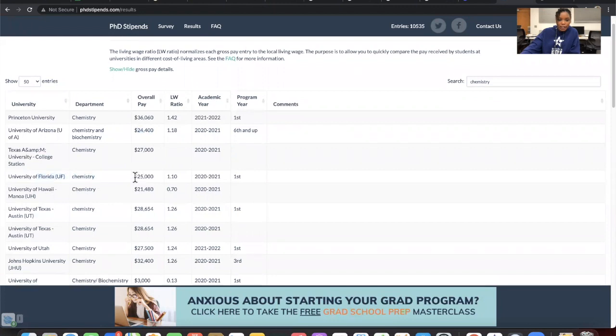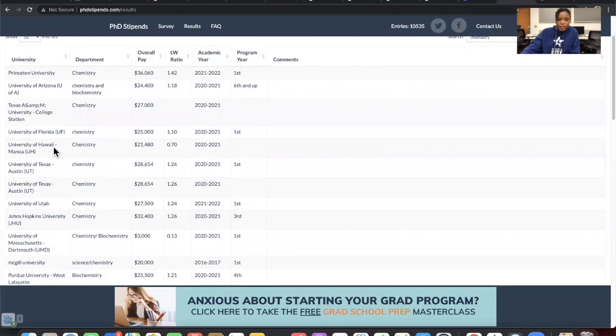You can see Florida 25K, first year. University of Hawaii, it's $1,000; the person did not indicate the year. The university is explanatory, the department is explanatory, and overall pay is how much they pay per year, also explanatory. Academic year, program year. Program year means a PhD ideally is supposed to be for 5 years. So if it says first or second year, or fourth year, it means that's the fourth year of the person's PhD. You understand that? And academic year means whether it is this current year or the previous year. Like this is Princeton, this is for this year, right? So these are for the other year.